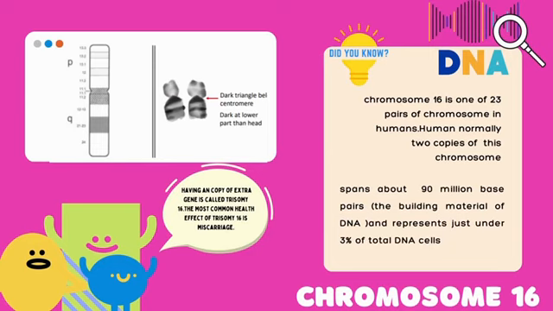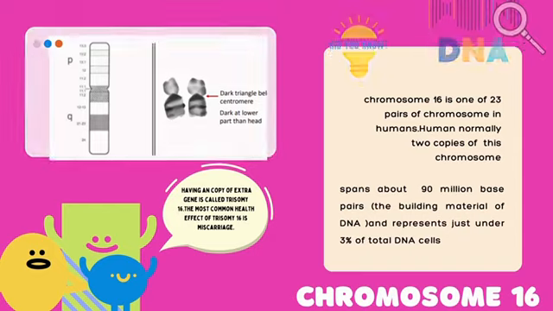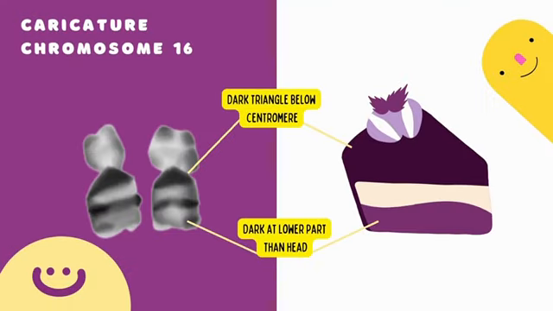Moving on, chromosome 16. Do you know that chromosome 16 spans about 90 million base pairs and represents just under 3% of total DNA in cells, and humans normally have 2 copies of this chromosome? However, having a copy of an extra chromosome is known as trisomy 16, and the most common health issue is miscarriage. And this is our caricature for chromosome 16, which represents a cake, which has a dark triangle below the centromere, dark at the lower part, and a head.